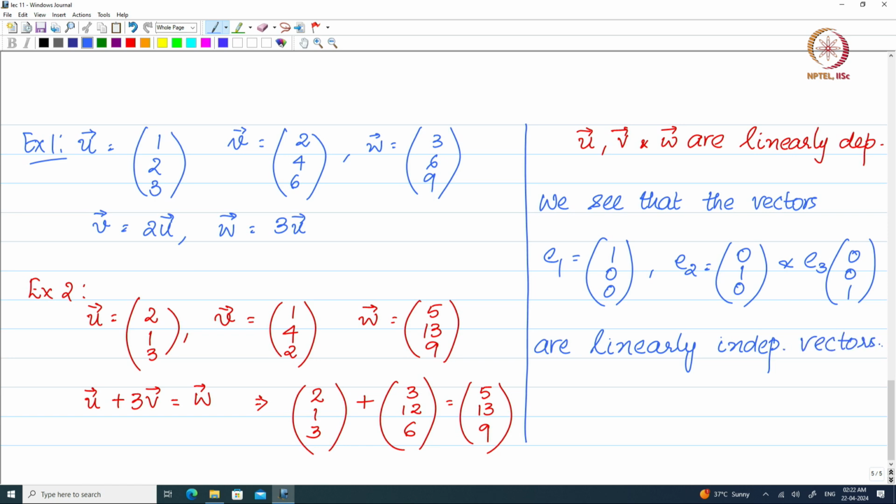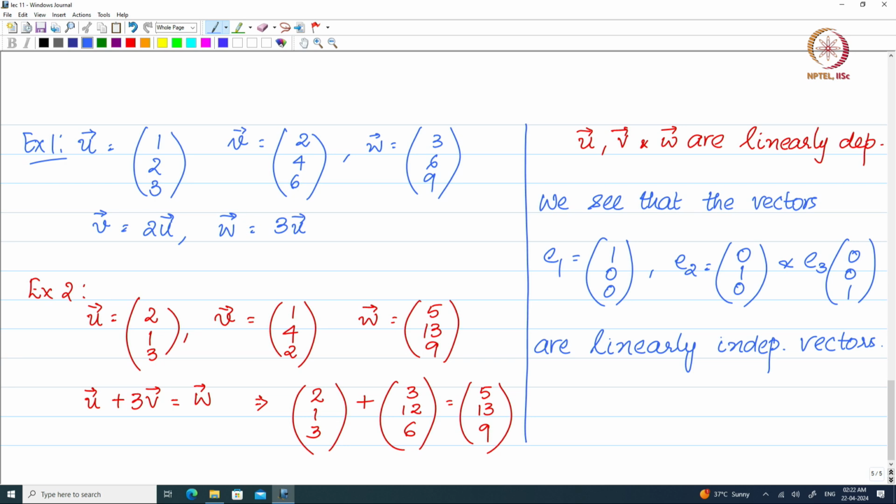In fact, if you look at the structure of E1, E2, E3, you can clearly see that they have 1 in distinct positions, with the other two components being 0. One vector cannot be written as a multiple of another, and one of the vectors cannot even be written as a linear combination of the other two, in which case we say that these three vectors E1, E2, E3 are linearly independent.